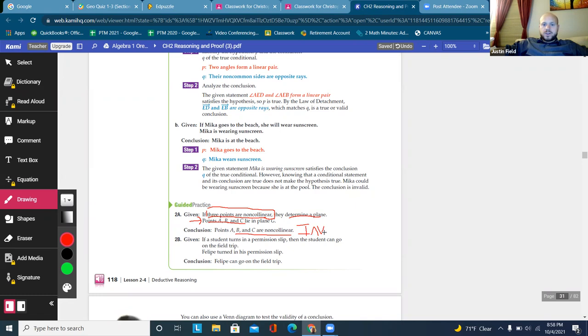It's backwards. You cannot make the conclusion that's the hypothesis. You have to make the conclusion that's the conclusion. All right, it's much simpler than that. So this is invalid. Okay, this one, I sure hope it's valid.